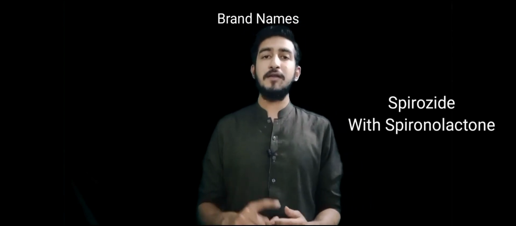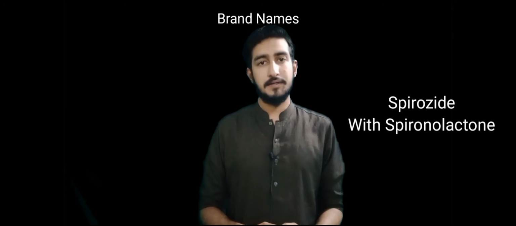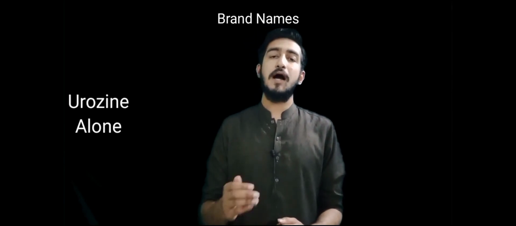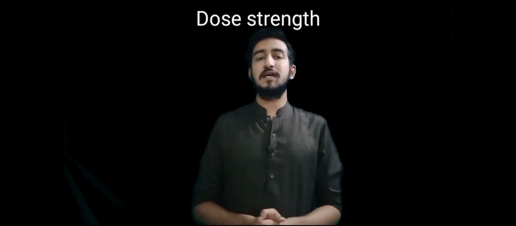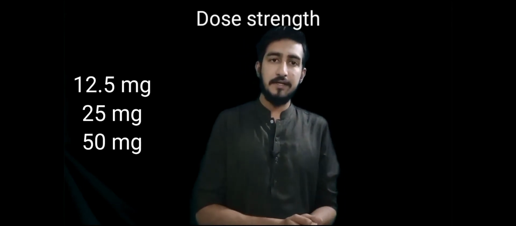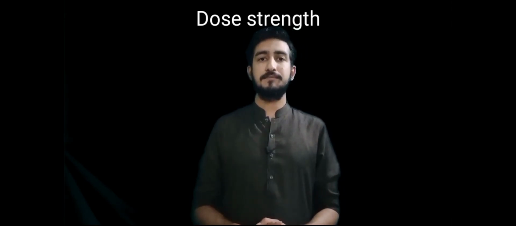On the second position, you will see a brand named Spiroside. It contains spironolactone along with hydrochlorothiazide. And the last one is Urozine. In Urozine, you will see hydrochlorothiazide alone. Well, there are three strengths available of hydrochlorothiazide: 12.5 milligram, 25 milligram, and 50 milligram.